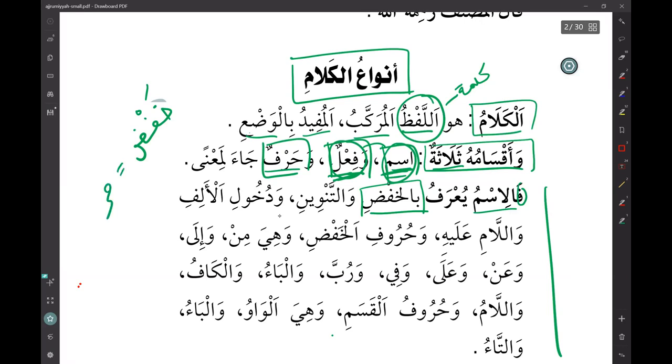Khafd is exactly the same thing as jar. Now, why are there two different words? Because one of these days I really want to talk about how the Arabic language developed, and all these different schools of thought. Maybe one or two lessons. I find them very fascinating. How did this whole grammar thing come about? It's a very interesting topic to talk about.